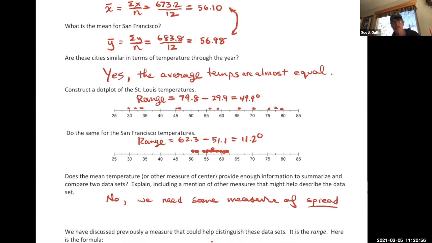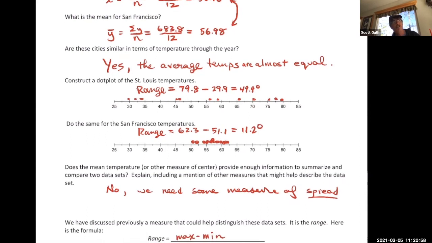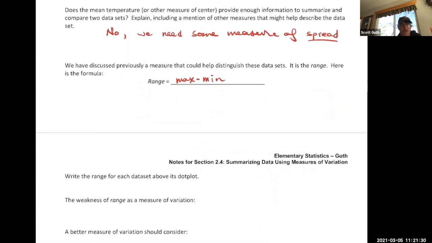Any questions about this? Remember, margins of error are directly related to variability. So the range is almost 5 times bigger for St. Louis. If somebody asked me to estimate the average temperature for St. Louis, I would give an average, but then I would also give a margin of error, and the margin of error would be 5 times bigger. 5 times the variability is going to give 5 times the error is the principle in statistics.